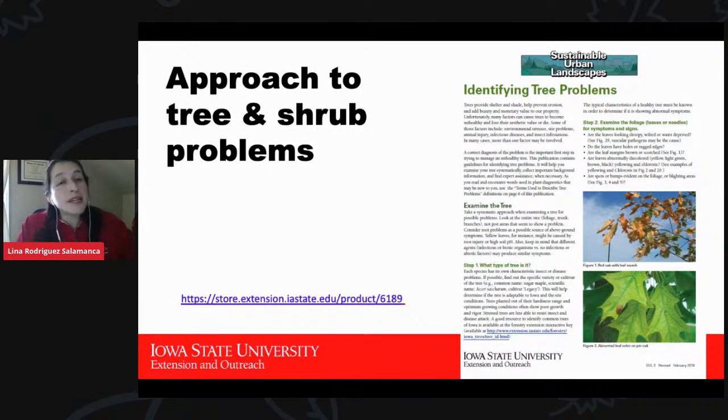Now, because we only have so much time tonight, I want to encourage you to review this free to download publication. In here, we detail our approach to tree and shrub problems: how to examine the tree, all the different symptoms, examples of symptoms with photos, examples of signs with photos, and a lot of great information. Again, it's free to download, and we'll give you this link at the end of the presentation.